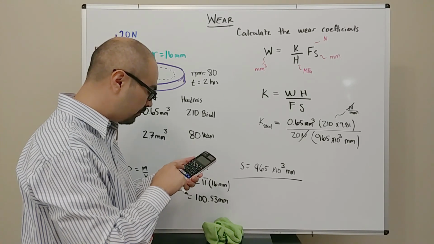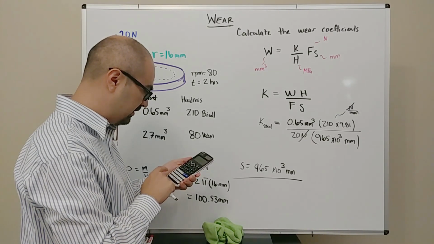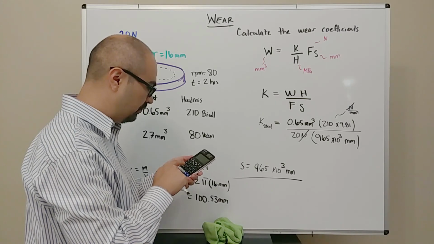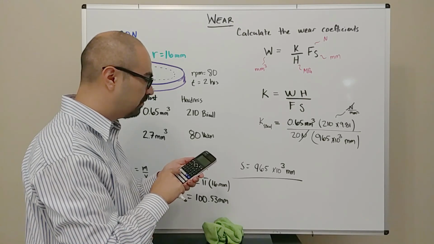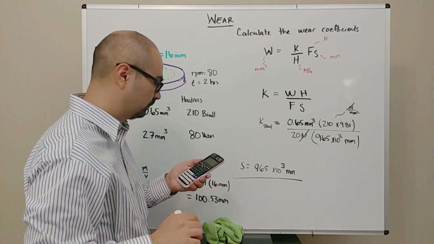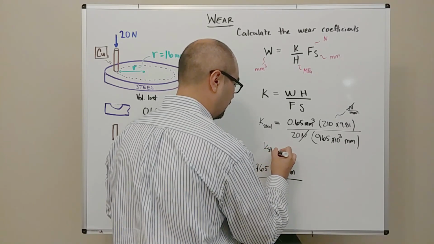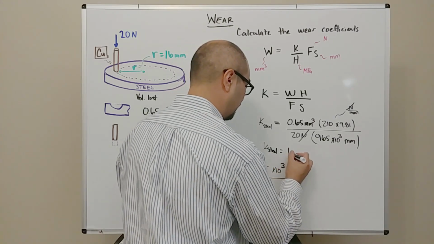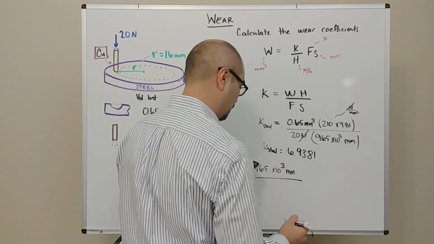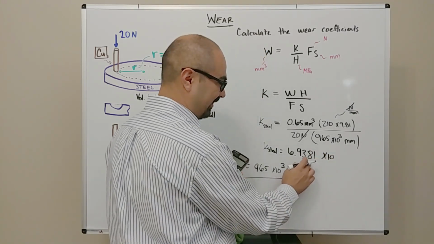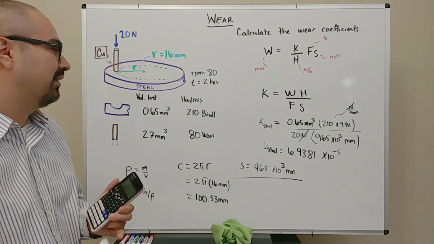It is 0.65 times 210 times 9.81 divided by 20 times 965 times 10 to the 3. And this gives a value for steel on copper of 6.9381. I'm keeping a lot of digits after the decimal point. Times 10 to the negative 5.